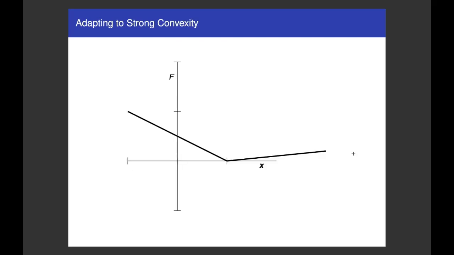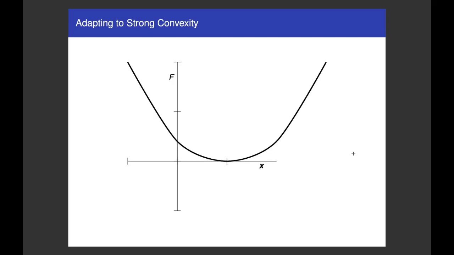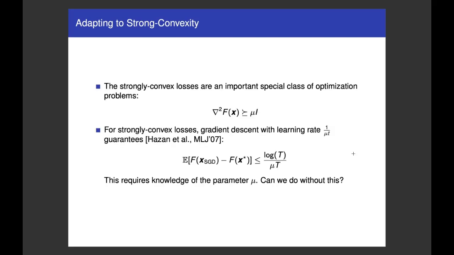Let's talk about strong convexity. So what is strong convexity? Strong convexity is kind of the opposite of smoothness in some sense. Smoothness says that you don't have kinks, that you might change kind of slowly. Strong convexity says that you grow very fast. So formally, you're saying that the second derivative, instead of being upper bounded, is lower bounded by some mu times the identity.